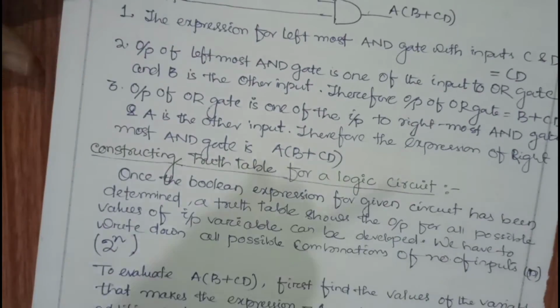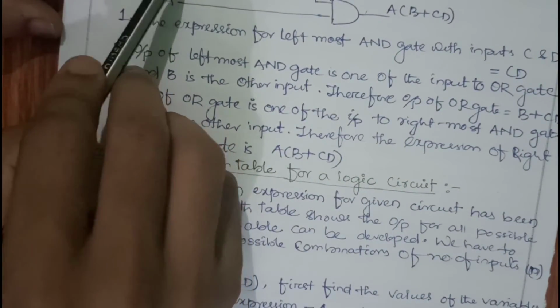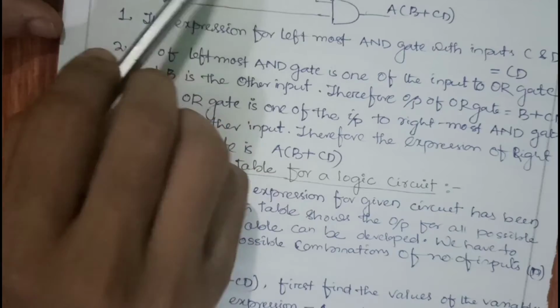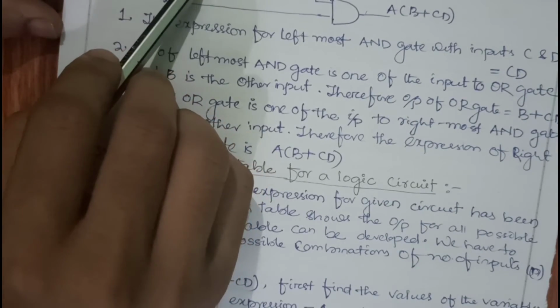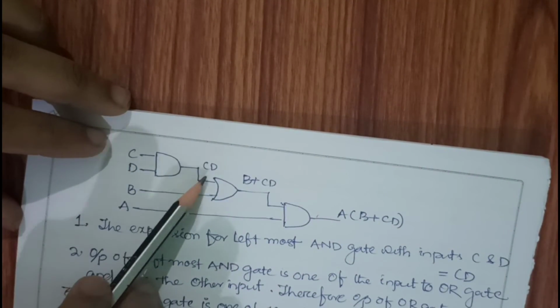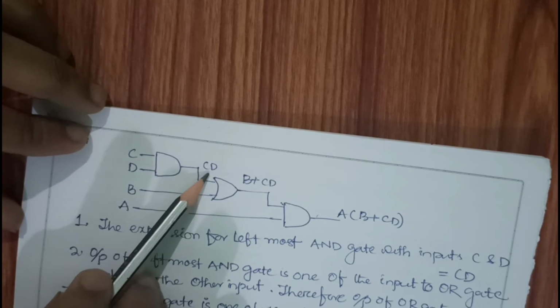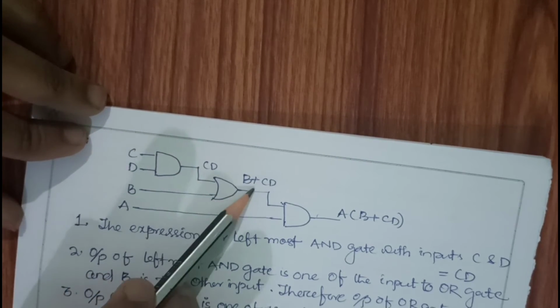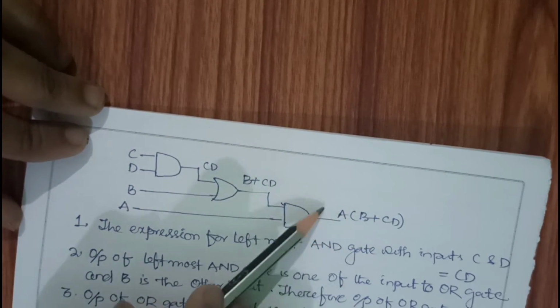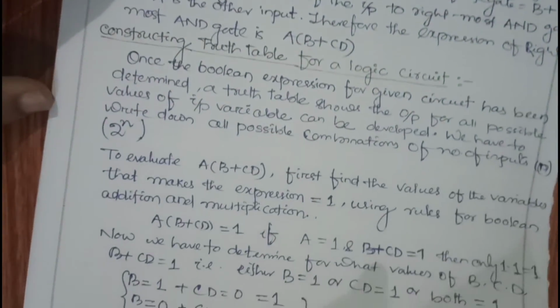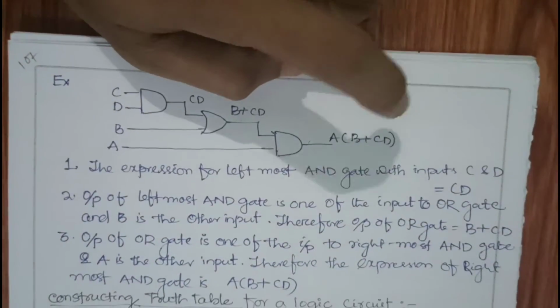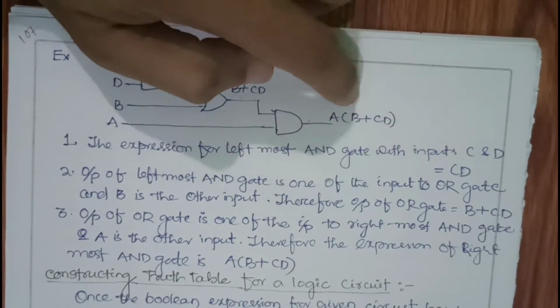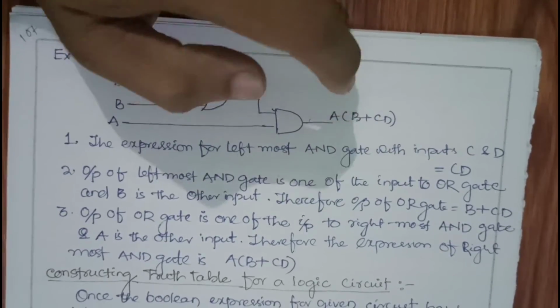As I told you, you have to start from the left and move to the right, and for whichever gates are present, you write down the output. First the AND gate, write its output. Then the OR gate, write its output. Similarly you write the expression. This is the final Boolean expression. And once you find this Boolean expression, we can use it to construct a truth table.